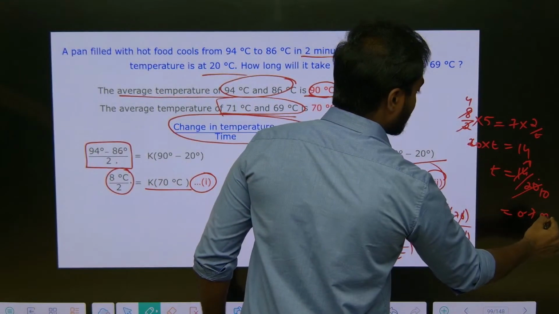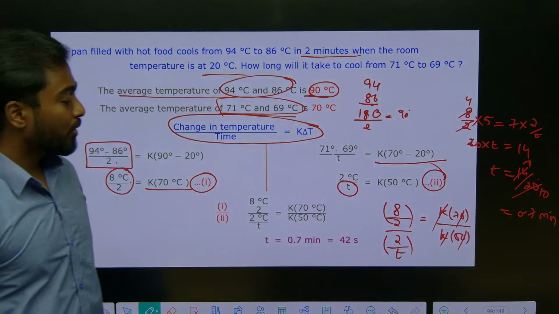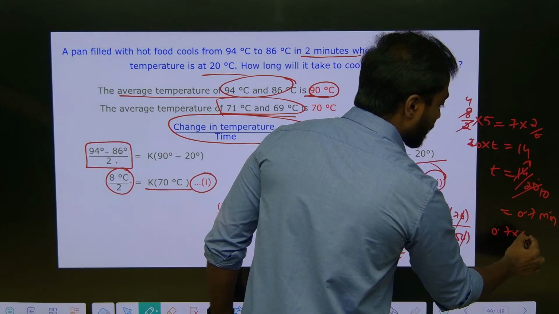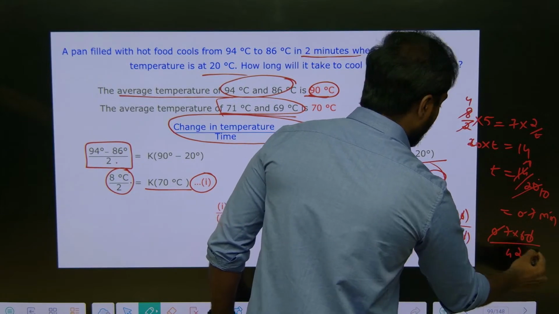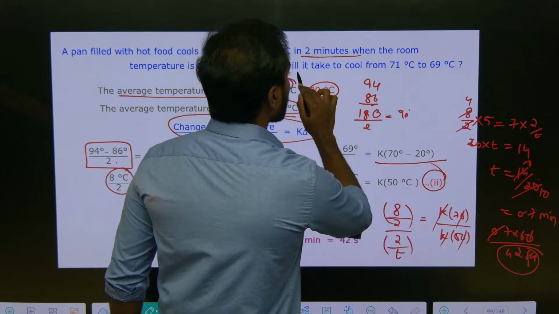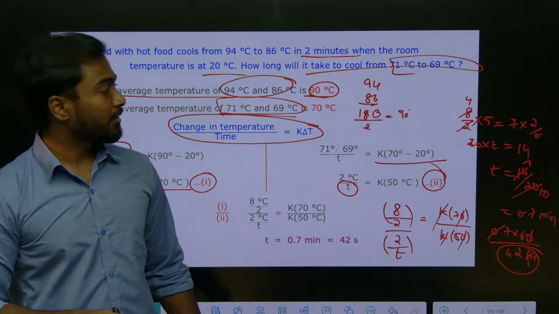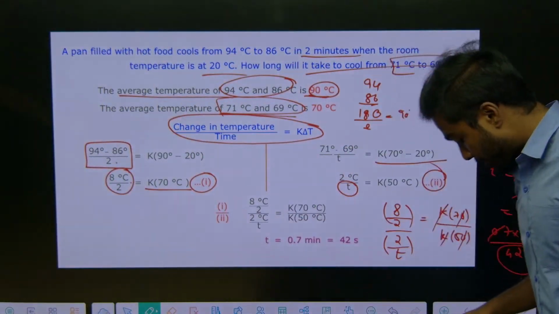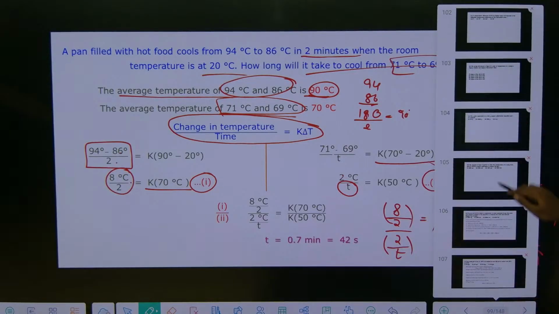Converting 0.7 minutes into seconds, we calculate 0.7 into 60, which gives 42 seconds. So it will take 42 seconds to cool from 71 degrees Celsius to 69 degrees Celsius. Got it? Fine. We'll go for the next question.